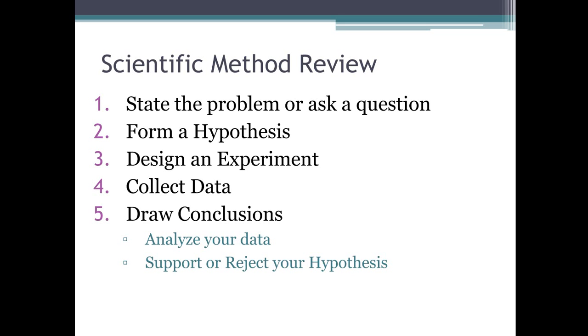So in conclusion, the main steps of your scientific method are this. 1, to state the problem or ask a question. 2, to form a hypothesis. 3, to design and run your experiment. 4, to collect that data. And then 5, to draw your conclusions by analyzing your data and seeing whether that supports or rejects the hypothesis.